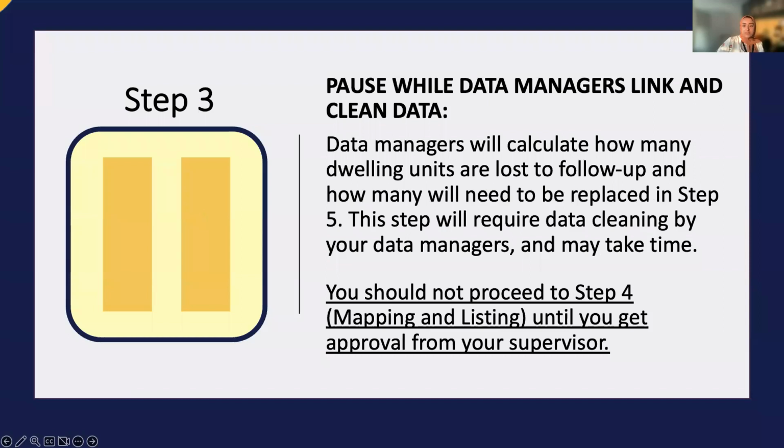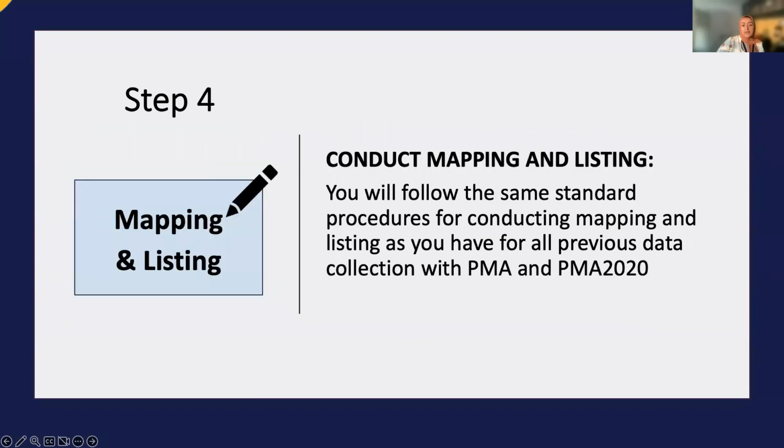They then worked with your data managers to determine the number of dwelling units in your EA that were lost to follow-up. That required some data cleaning by your data managers and for some EAs, this took a little bit more time than for others. They were able to proceed fairly quickly to that next step. Whatever you did, how long it took, you did not proceed with the remaining steps until you got approval from your supervisor. And then in step 4, you conducted mapping and listing.